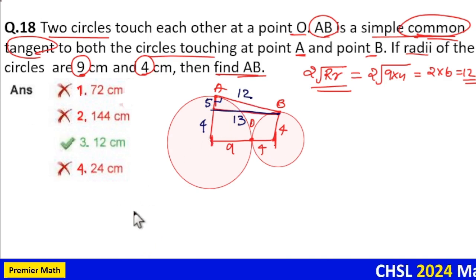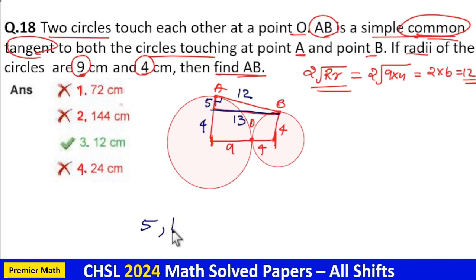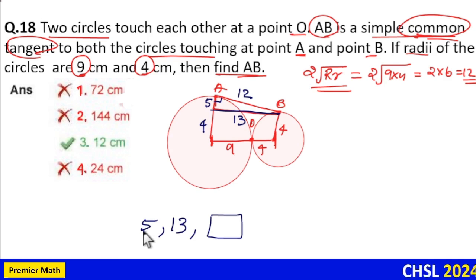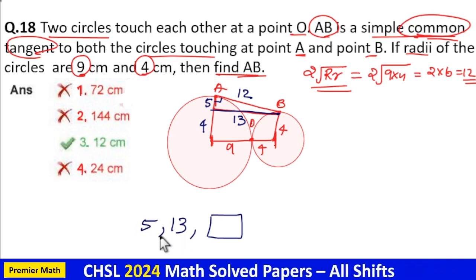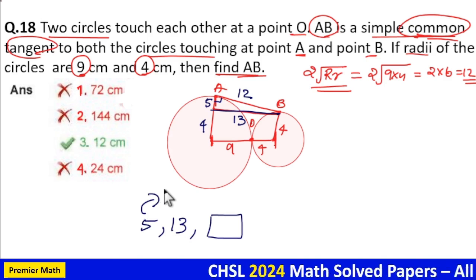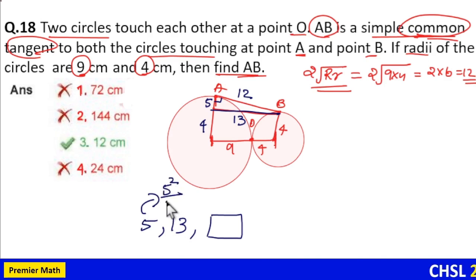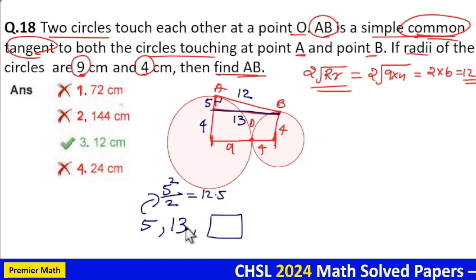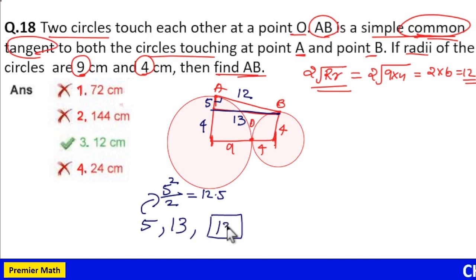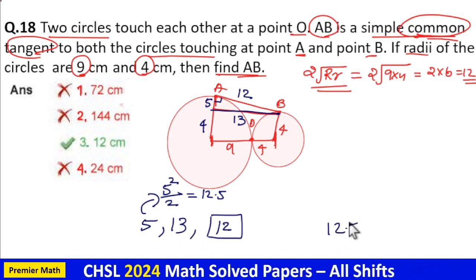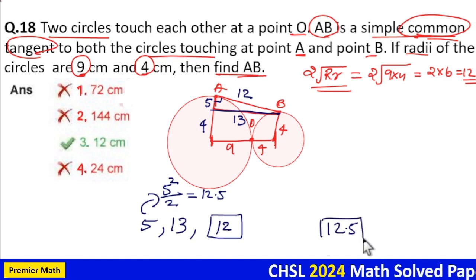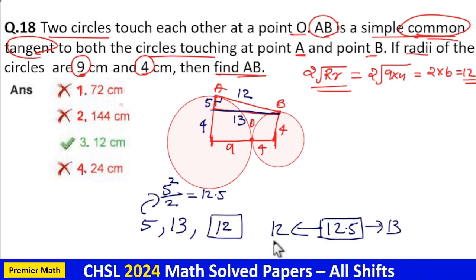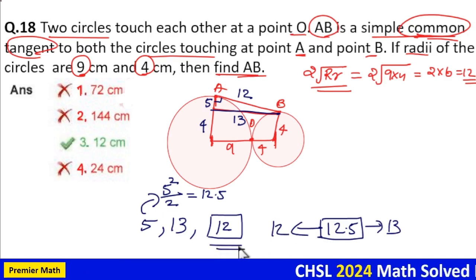Now, there is a short trick to find triplets. Here, 5 and 13 are given. Now, we have to find the third length. Here, 5 is an odd number and 5 is the smallest among 5 and 13. Now, take the square of 5. 5 square is 25. Now, divide it by 2, which is equal to 12.5. Now, you can see 13 is right next to 12.5. So 12 is the third length. So, in this way, you can find the triplets.